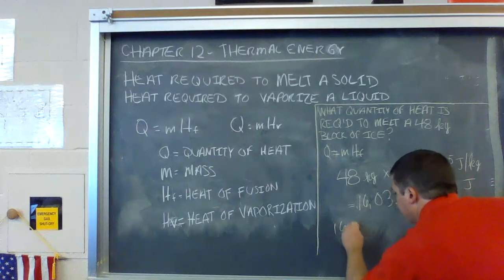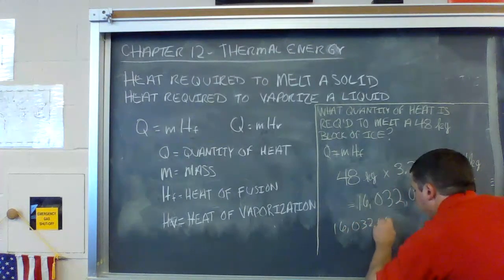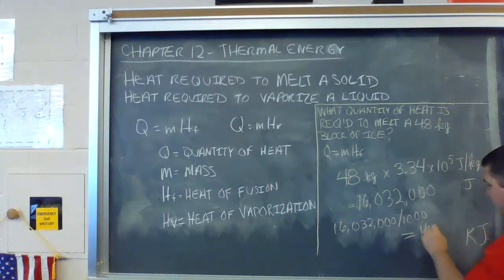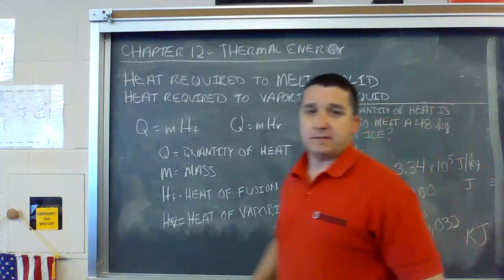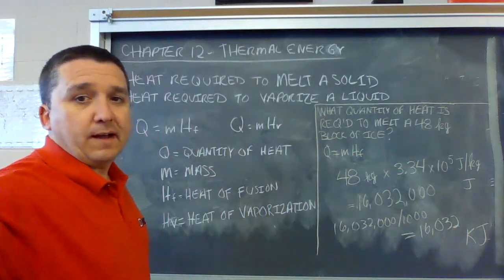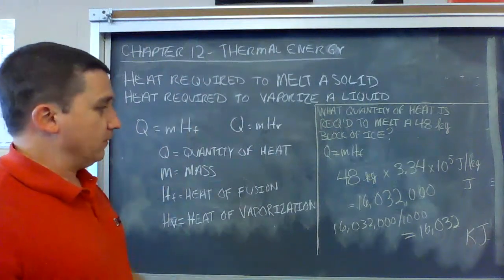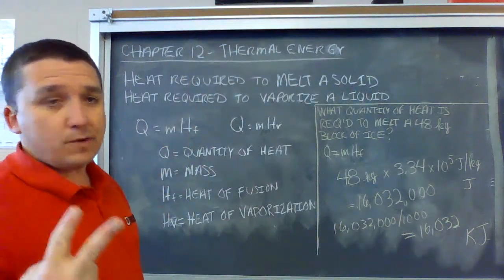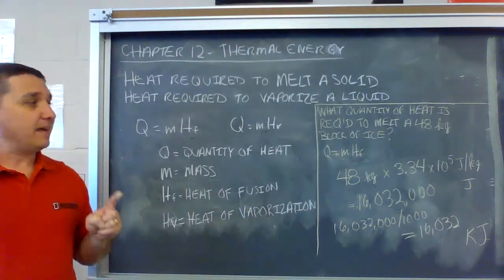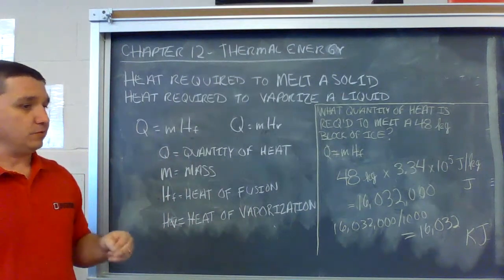So 16,032,000 divided by 1,000 equals 16,032 kilojoules. Let's see how well you can see that. Okay, good, that did show up. I wasn't sure if that was in the range or not. So you have two answers. The first answer is the number of joules, and the second answer is in kilojoules.